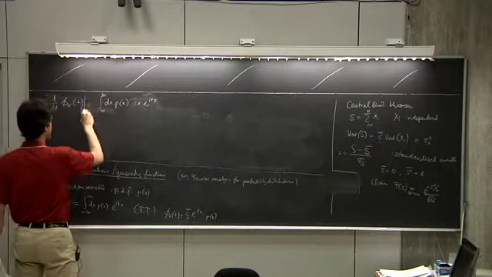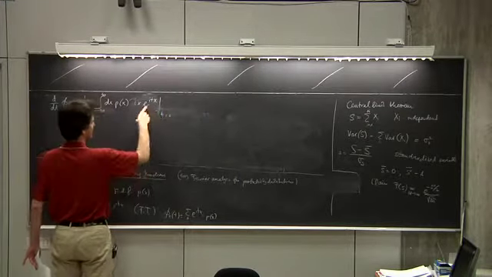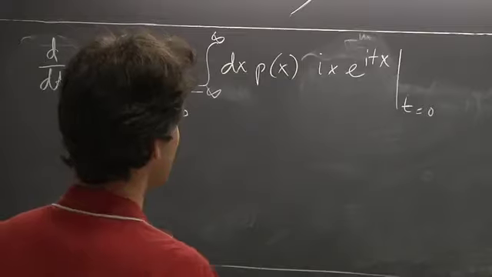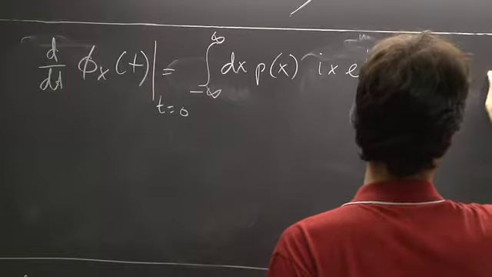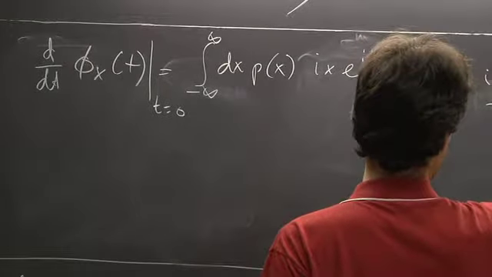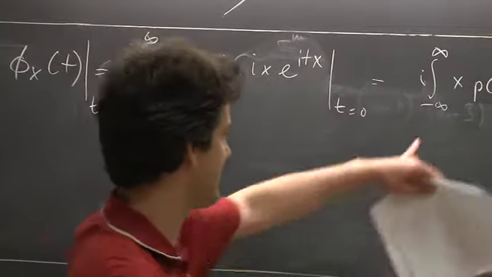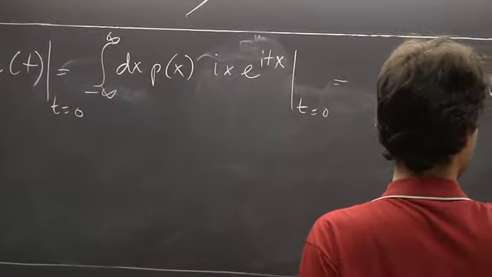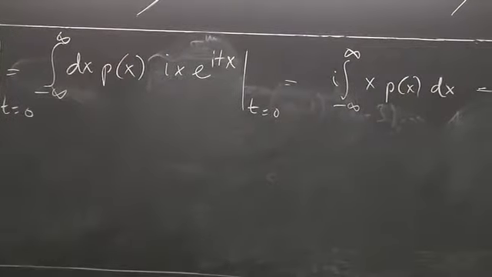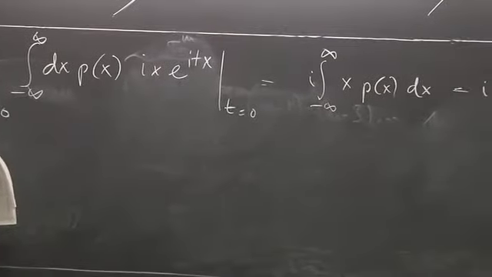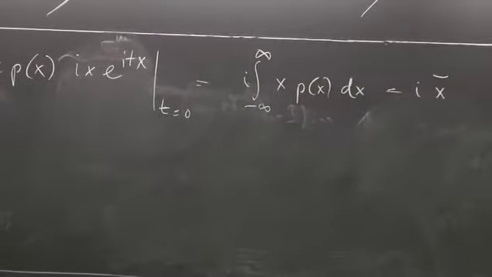If I take that now at t equals 0, then this factor becomes 1, right? And then I just get i times the first moment of the distribution, right? That's the expectation value of x. Okay? So if I know the generating function, I take a derivative at 0 and I get the first moment.